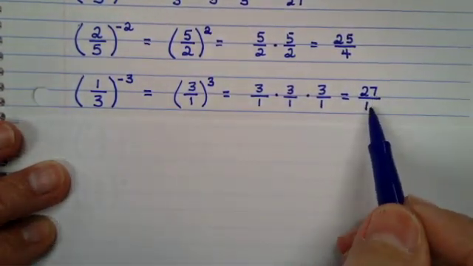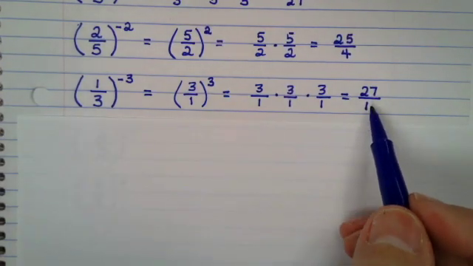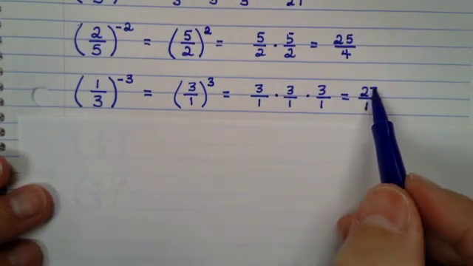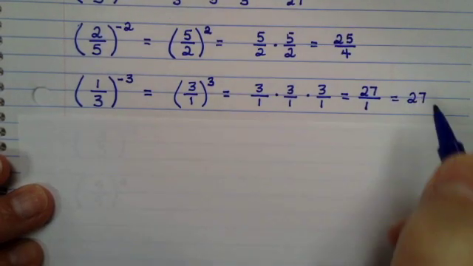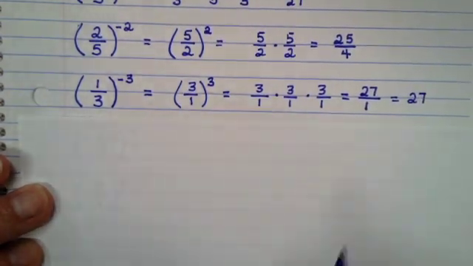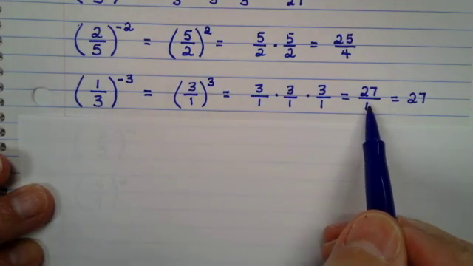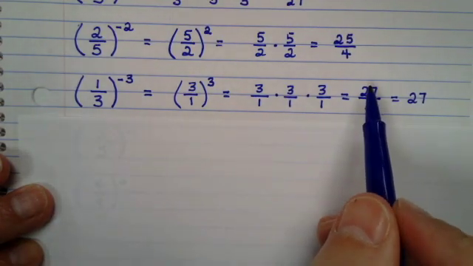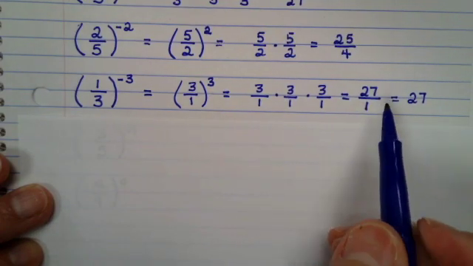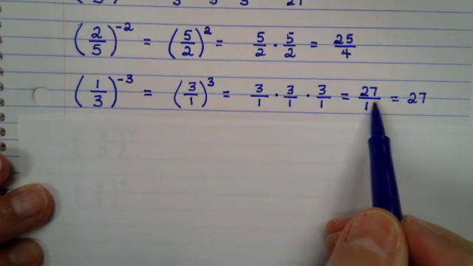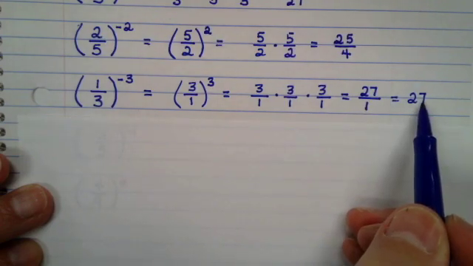This is a situation where I can actually divide these numbers. I can take 27 and divide it by 1 and just get 27. I'm not supposed to write 1s in the bottom. I am supposed to write 1s in the top. If this was 1 over 27, that would be 1/27th. But this is 27 over 1. That's simply 27.